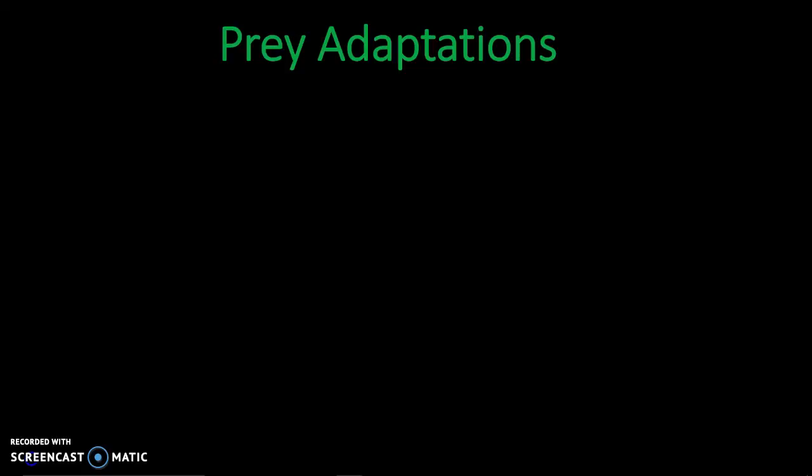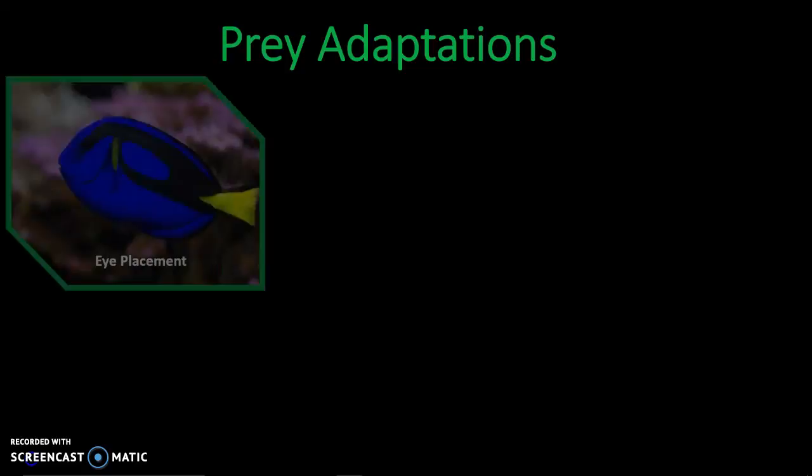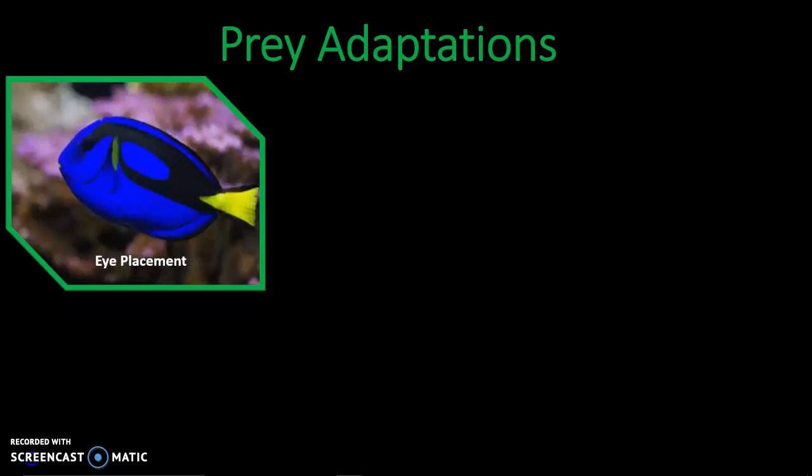If we look at prey adaptations, again, we'll see eye placement, but this time it'll be different. Instead of the eyes being more towards the front, the eyes are going to be more off to the side. And this will help give the prey a more 360 view of its environment so it can detect predators coming from different angles.